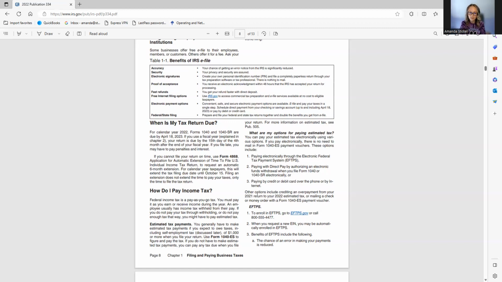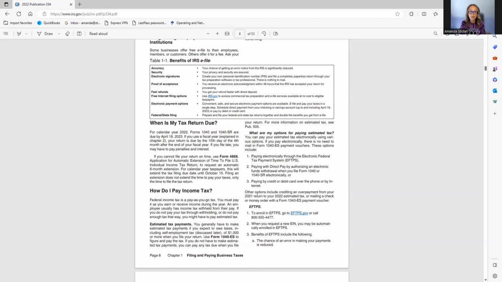How do I pay income tax? Federal income tax is a pay-as-you-go tax. You must pay it as you earn or receive income during the year. An employee usually has income tax withheld from their pay. If you do not pay your tax through withholding or do not pay enough tax that way, you might have to pay estimated tax. Estimated tax payments.